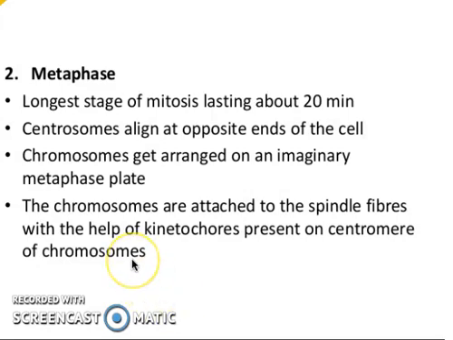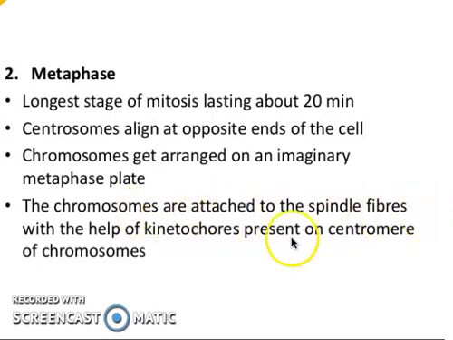The next phase is called metaphase. As the name indicates, meta means middle, phase means stage. It is the longest stage of mitosis, lasting about 20 minutes. Centrosomes align at opposite ends of the cell. Chromosomes get arranged on an imaginary metaphase plate. The metaphase plate is the equatorial plate, which is exactly at the center of the cell, making an equator, and the chromosomes are aligned into the exact half of the cell.